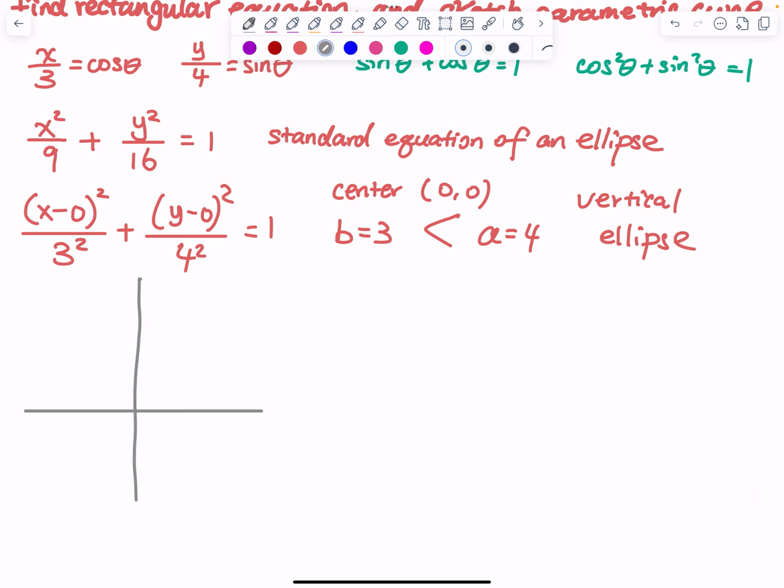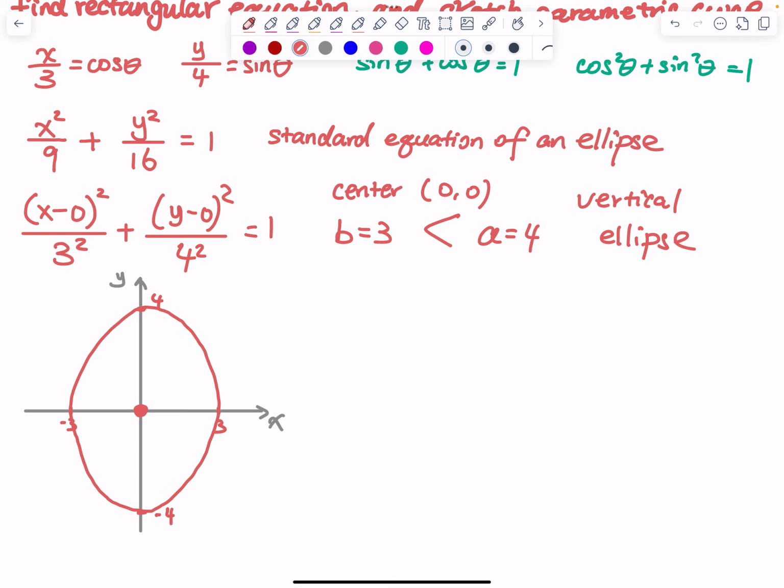I have an x-axis and a y-axis. The center is at 0, 0, and a equals 4 means you go 4 units up, and then you go 4 units down. And the 3 means you go 3 units to the left, and then 3 units to the right. And now you sketch the ellipse. I will try my best to make the ellipse look good. Okay, that looks like a pretty good ellipse: center 0, 0, 4 units up and down, 3 units left and right.